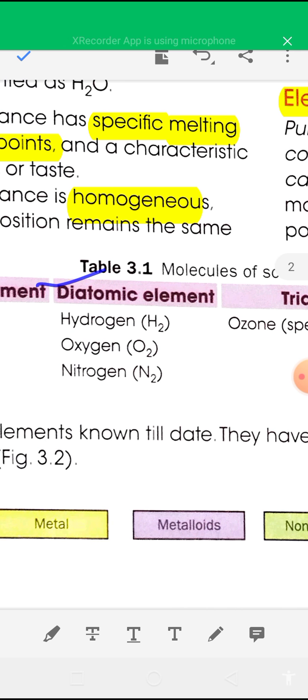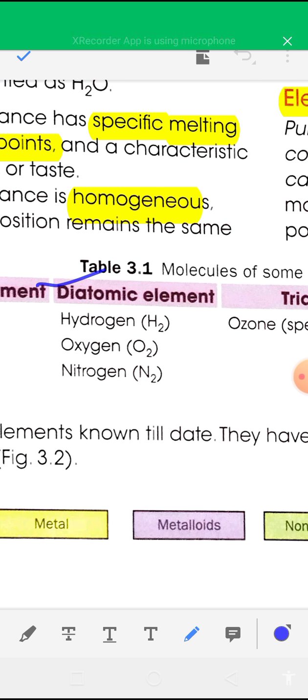Now diatomic elements like hydrogen, oxygen, nitrogen. These elements exist as a diatom, or these elements are formed by a combination of two atoms. So these are diatomic elements. Some examples of diatomic elements are hydrogen, oxygen, nitrogen.